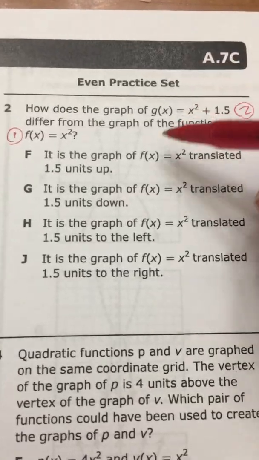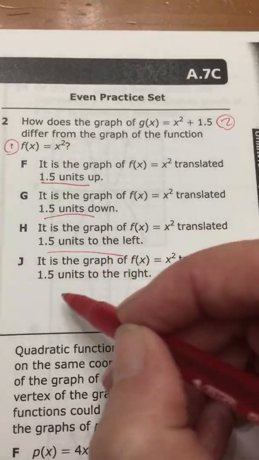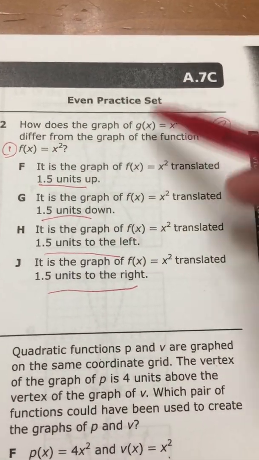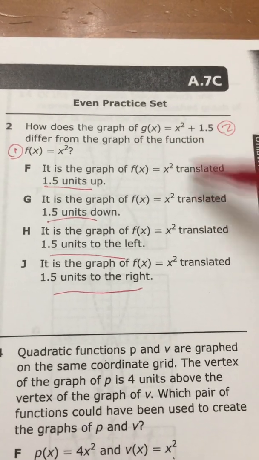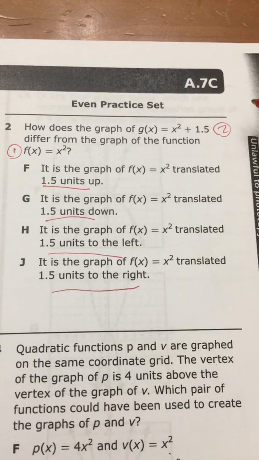Now, it's either going to be 1.5 units up, 1.5 units down, 1.5 units to the left, or 1.5 to the right. So all you got to do is put this one in first, put that one in, and see where this new one went. Did it go up? Did it go down? Did it go right or to the left of the original one? So go do that if you haven't already done it.